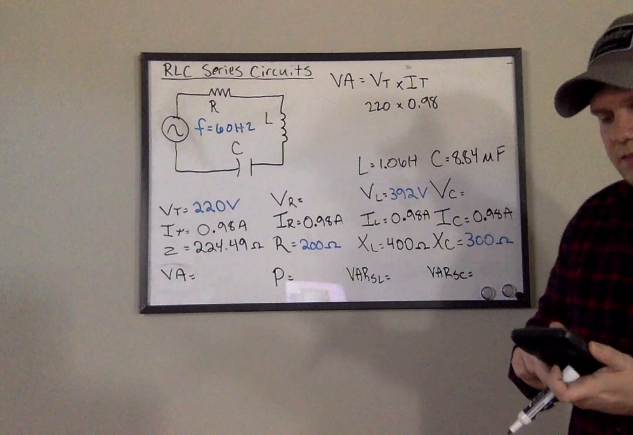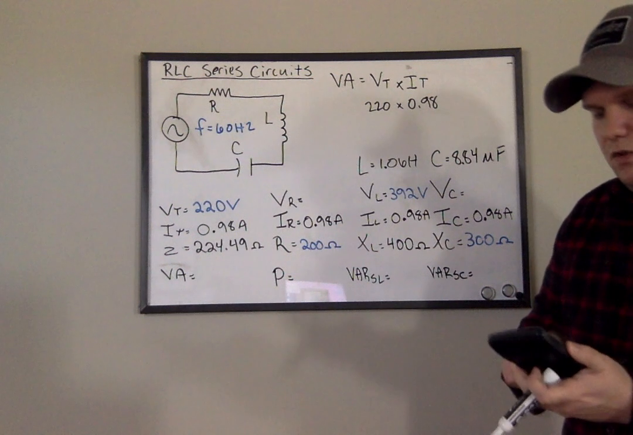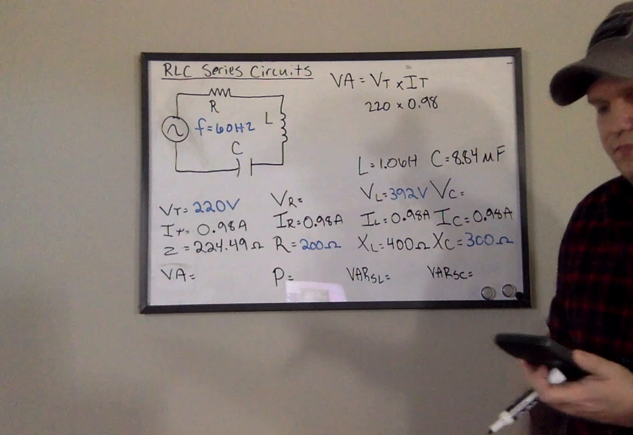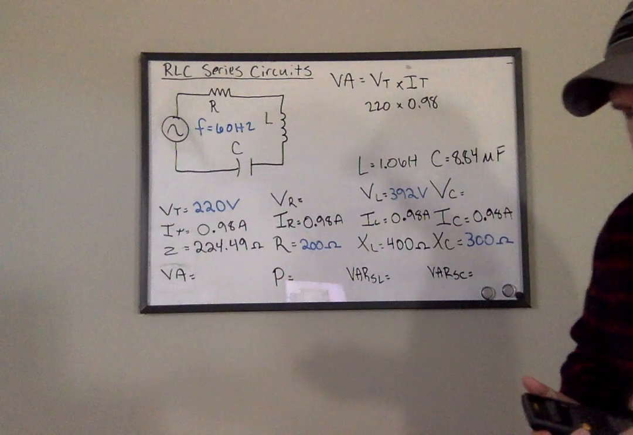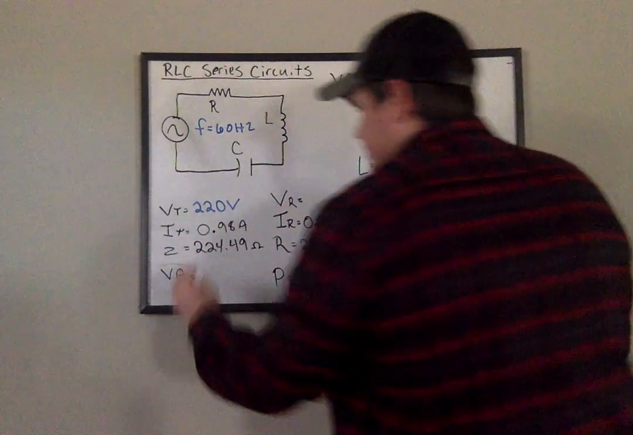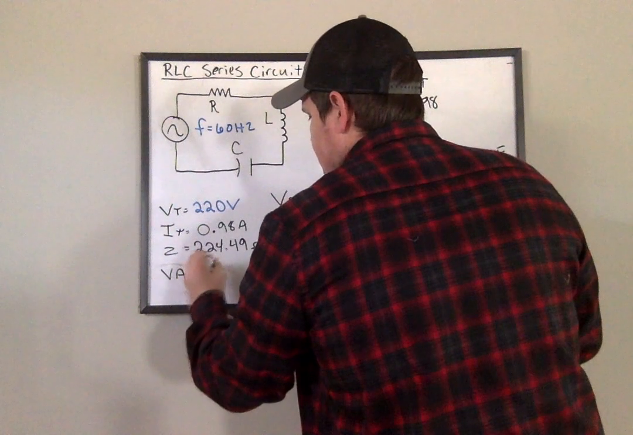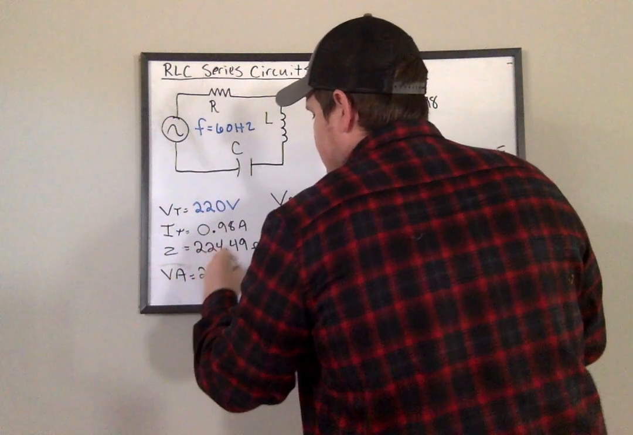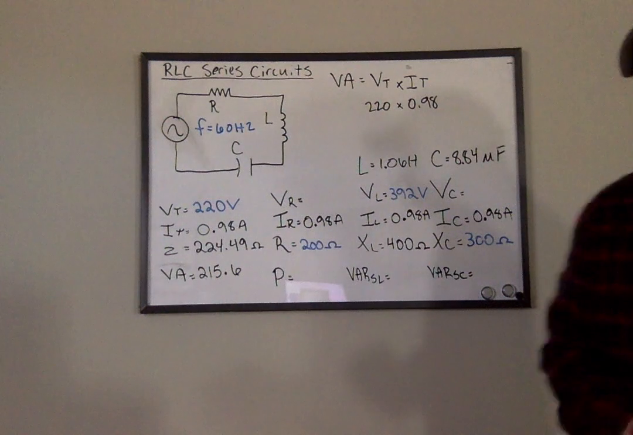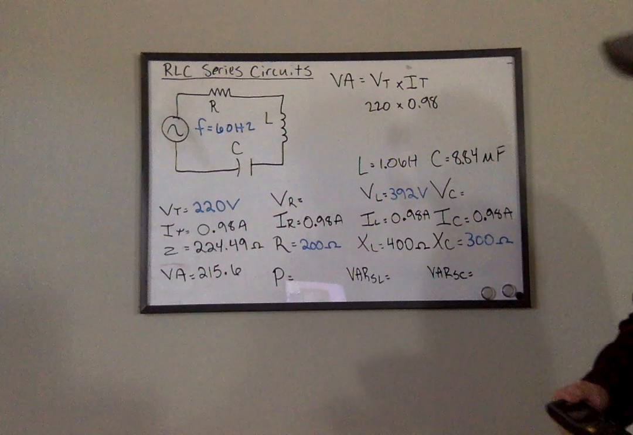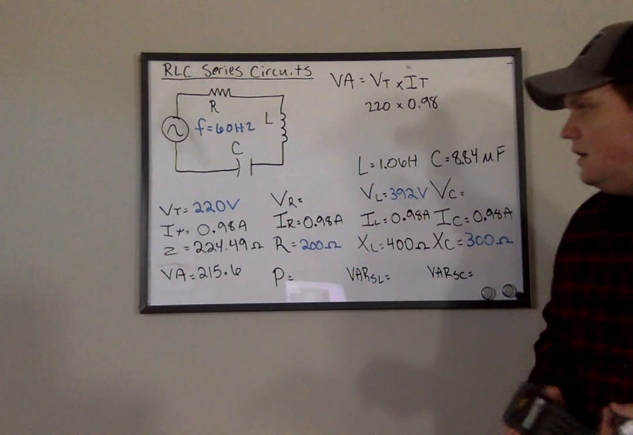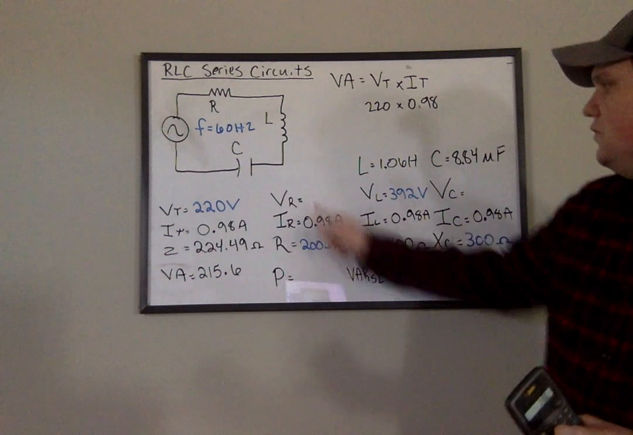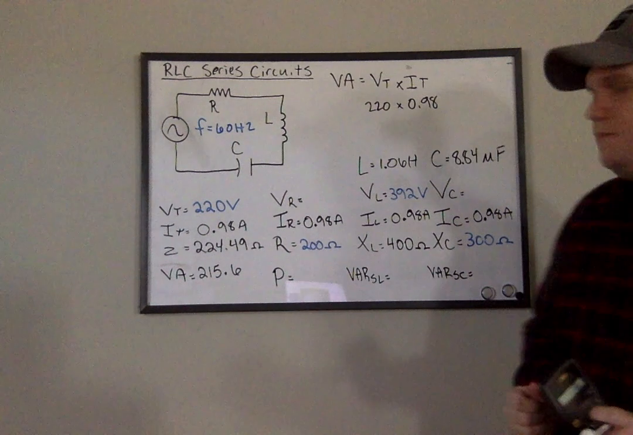So 220 times 0.98. And what does that give everybody? You should get 215.6. Okay? So 215.6. All right, so now let's move over here to the resistors column.